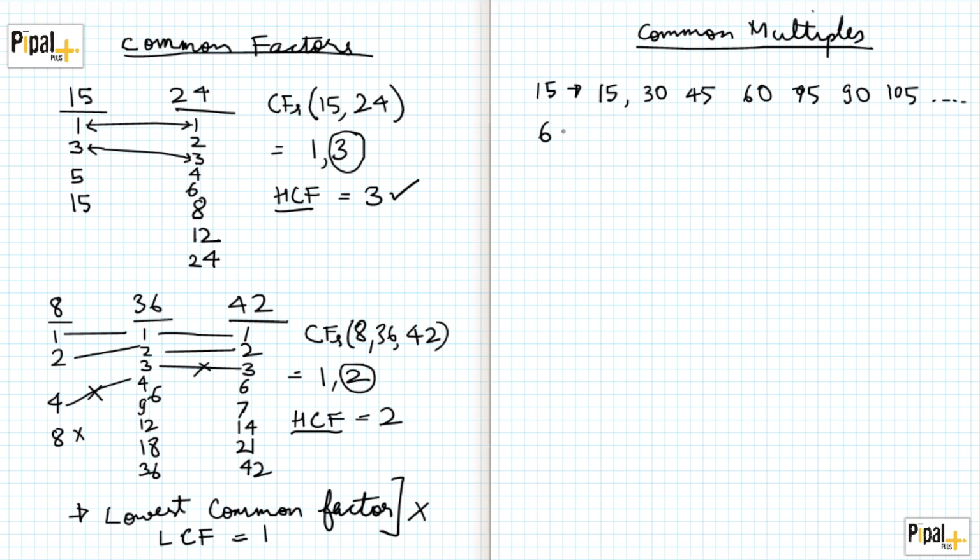Now the multiples of 6 are going to be 6, 12, 18, 24, 30. Then 36, 42, 48, 54, 60, and so on, right?